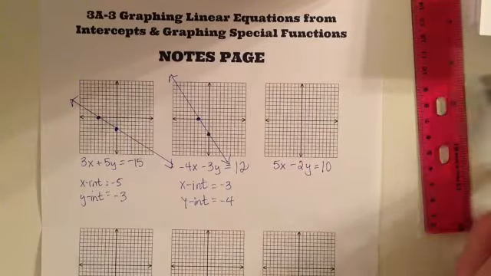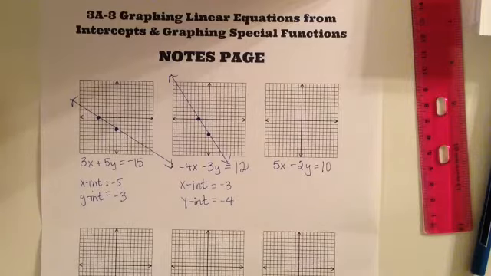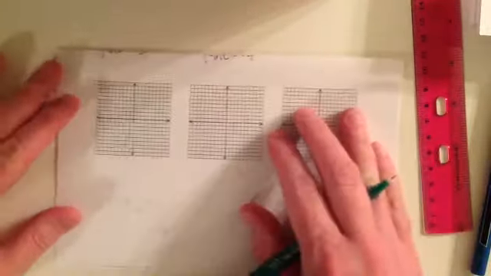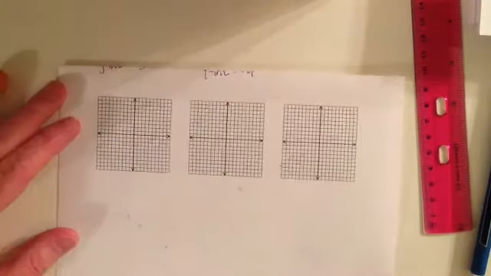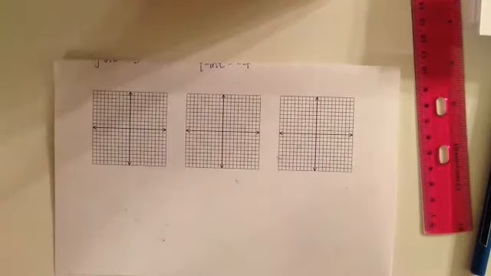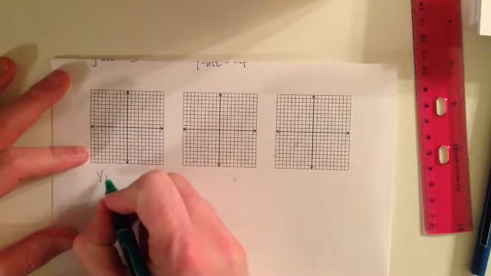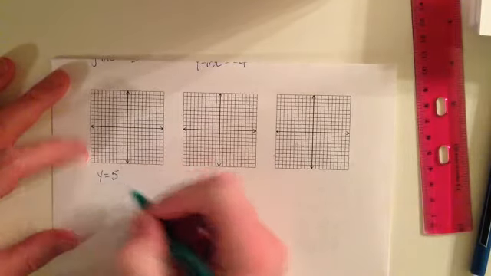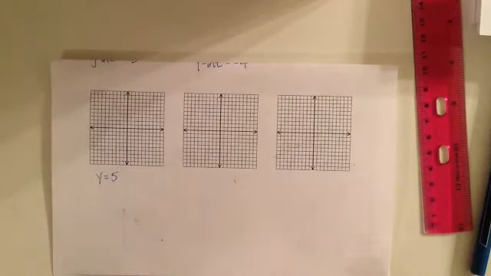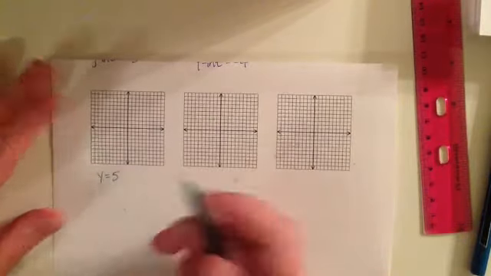Now there's a couple of other lines that I want you to look at, and so I'm going to fold this in half to give a little bit more space here so you can see these graphs. And these are just graphing some special equations. The first one I want to graph is y equals 5. That's the equation of a line. Y equals 5. Looks weird. There's no x. So the equation is saying that y equals 5.